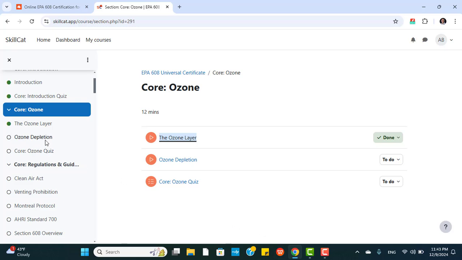Okay, this is the ozone layer. This is the second one, ozone depletion.